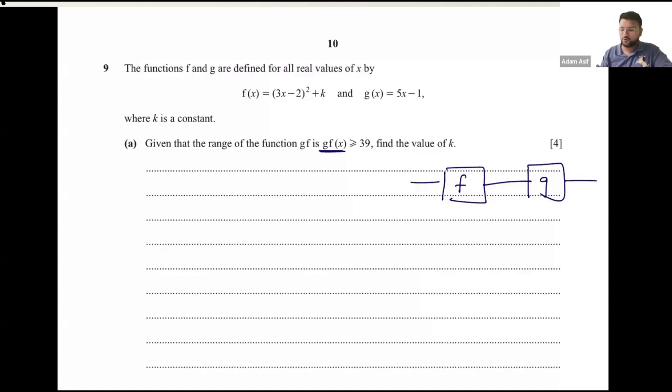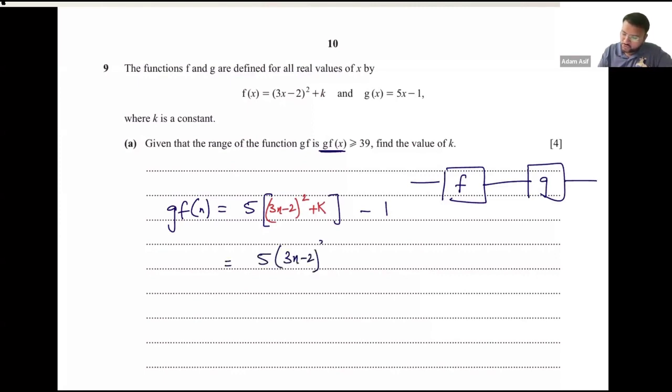For this composite function to be formed, the range of this function should satisfy the domain of this function. This is your function f. So function f needs to be inserted in function g. So gf of x is going to be 5 times (x minus 1), और x की जगह क्या आ जाएगा, 3x minus 2 square plus k, which is 5 times (3x minus 2) square plus k. Okay, yeah, let's keep it like this.